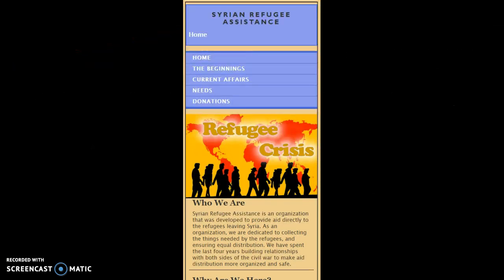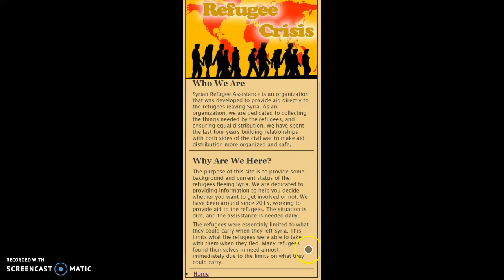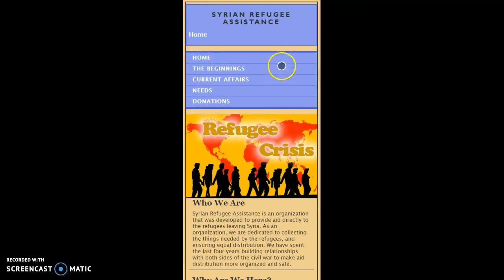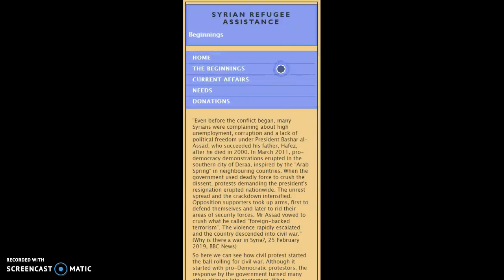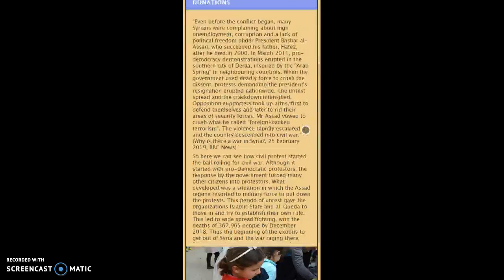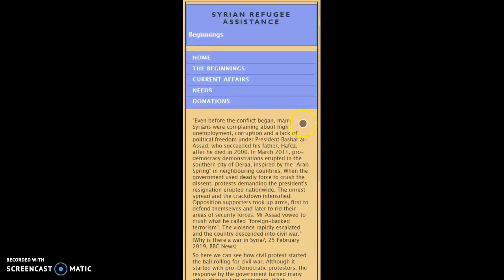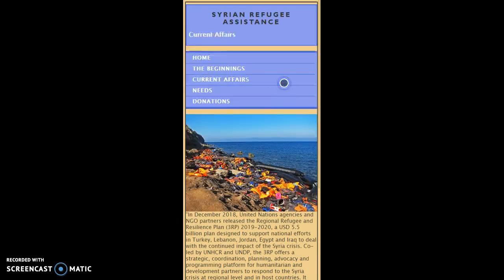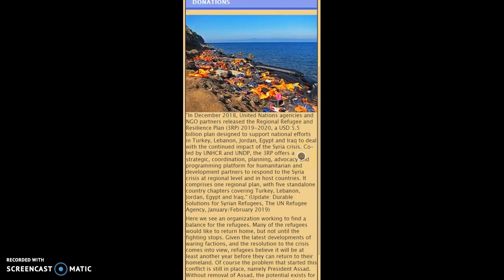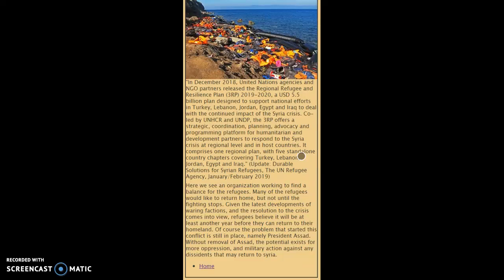Here is an example of the site as it is up and running. We start here with the home page, who we are, why we're here. Then the Beginnings page, background on the Civil War. Current Affairs, listing what's currently happening for the refugees and what they're experiencing as far as difficulties go.